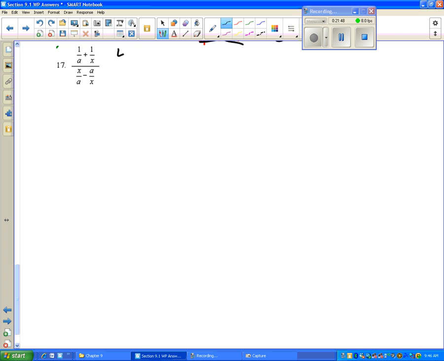Here I need a denominator of a, so my LCD needs to have an a. Here my denominator needs an x. I already have an a, I already have an x, so my LCD is ax. So I'm going to multiply my first fraction by ax and multiply my second fraction by ax, big fraction bar. Here I have x times ax over a minus a times ax over x.